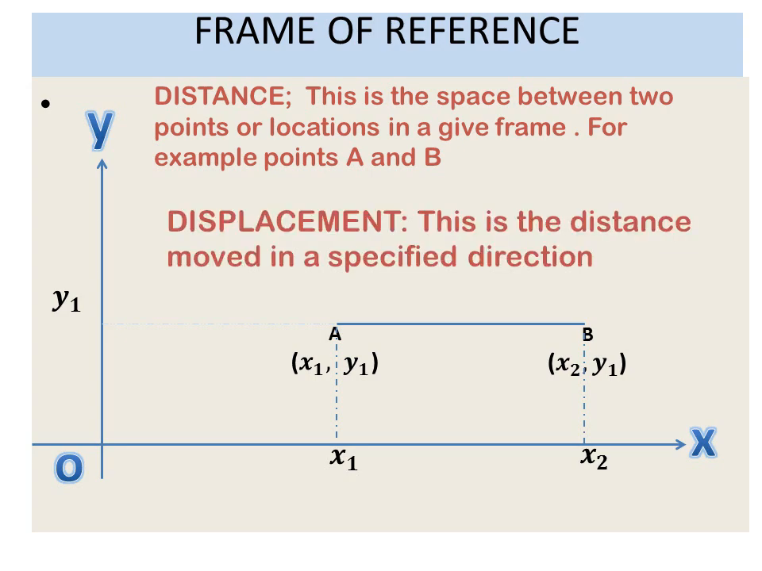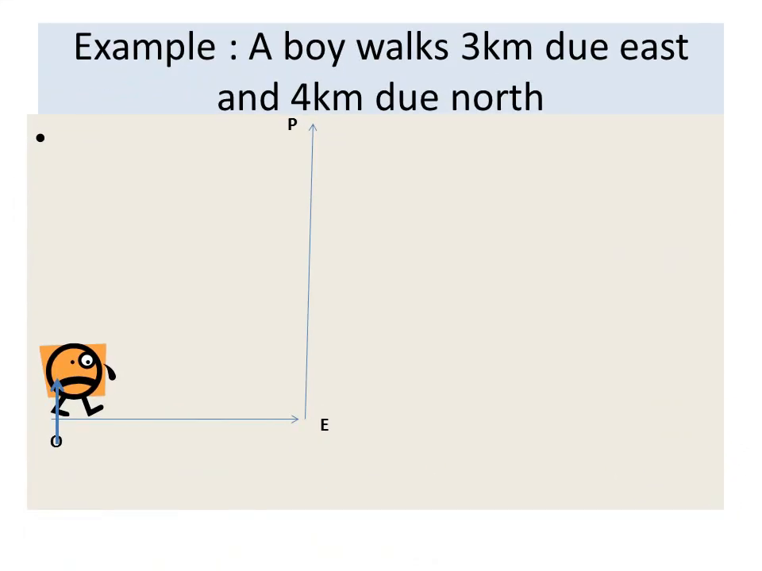We will now consider some practical examples. For example, a boy walks 3 kilometers due east and 4 kilometers due north, as depicted in the video. From point O, that's the origin, the boy moves to point E, which is the east, 3 kilometers, and then 4 kilometers to point P.